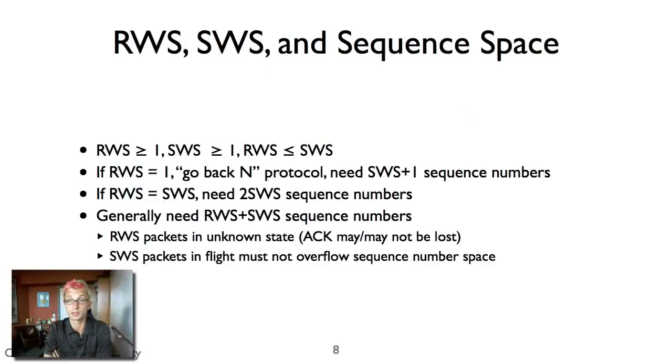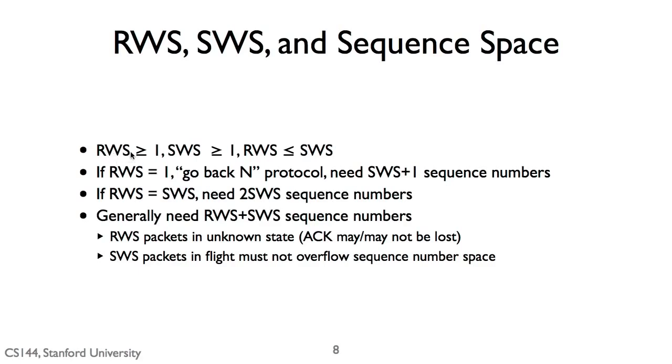So one of the things we talked about in the stop and wait protocol was that a 1-bit counter was sufficient, assuming the packets weren't delayed more than a round trip time. So what about in a sliding window protocol? Suddenly we have a receive window, we have a send window. How big a sequence number space do we need?